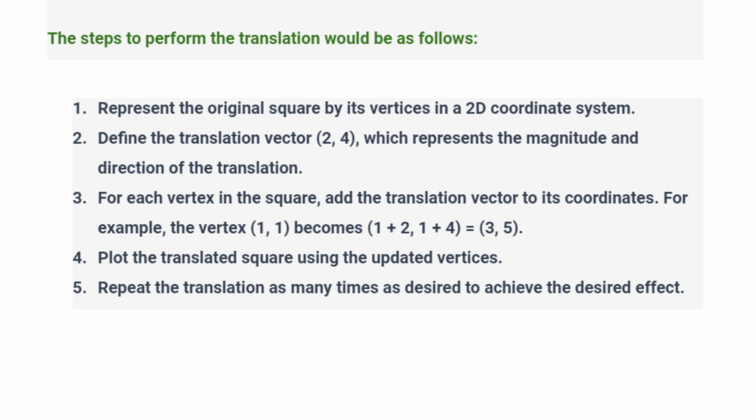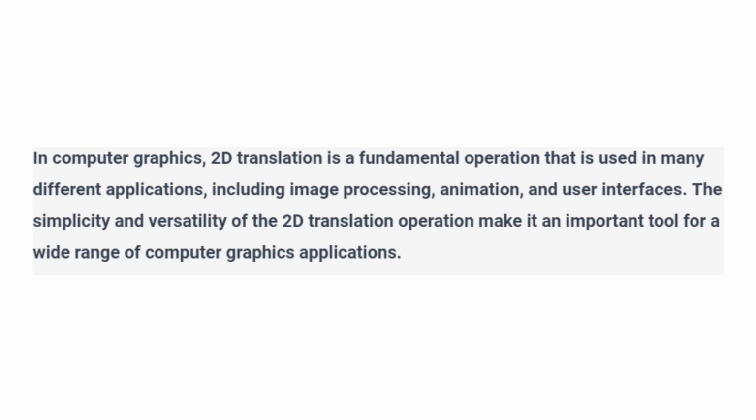Plot the translated square using the updated vertices. Repeat the translation as many times as desired to achieve the desired effect. In computer graphics, 2D translation is a fundamental operation that is used in many different applications, including image processing, animation, and user interfaces. The simplicity and versatility of the 2D translation operation make it an important tool for a wide range of computer graphics applications.